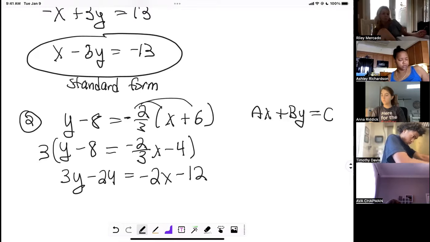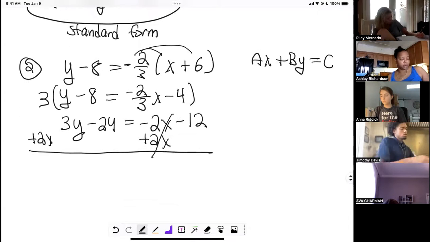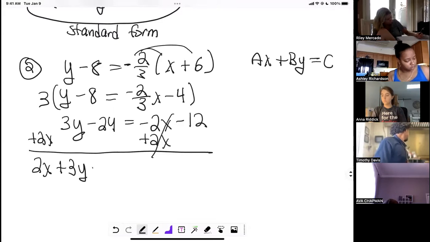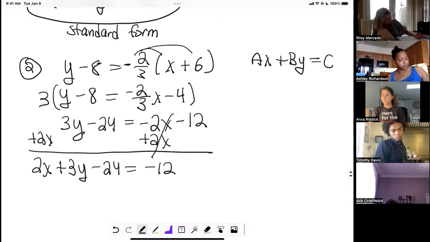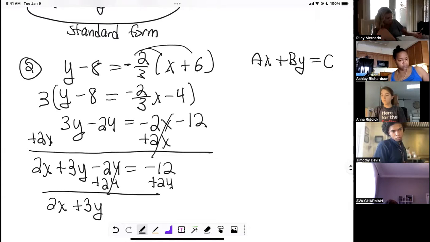Now two, I got to get it in the right form. So I need to move my x first. So plus 2x. I'm going to put it in the front because that's where it belongs. Bring it down. 2x plus 3y minus 24 is equal to -12. And then all I have to do is move 24 over by adding it. So I have 2x plus 3y is equal to positive 12. Standard form.